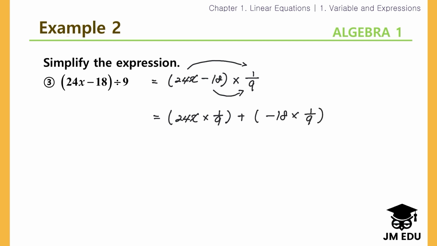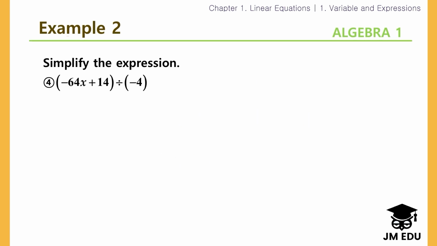So 3 times 8 is 24. 3 times 3 is equal to 9. 9 times 2 is 18. 9 times 1 is 9, right? So that is equal to 8x times 1 over 3. 8 times 1 over 3 is just 8 over 3, right? And we have a variable x. And negative 2 times 1, that's just minus 2, right?